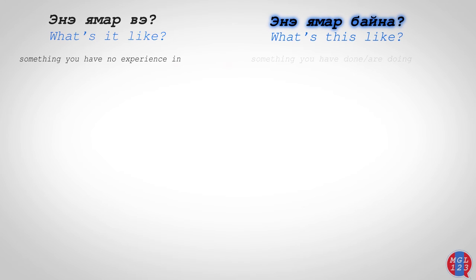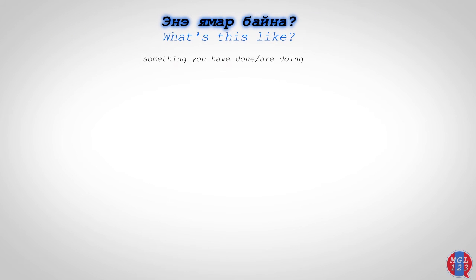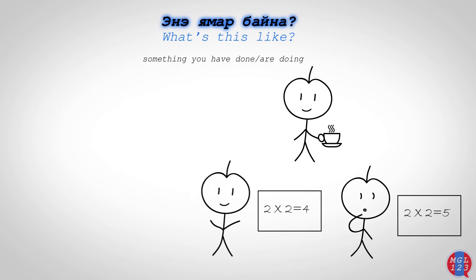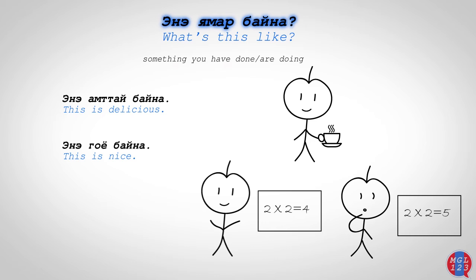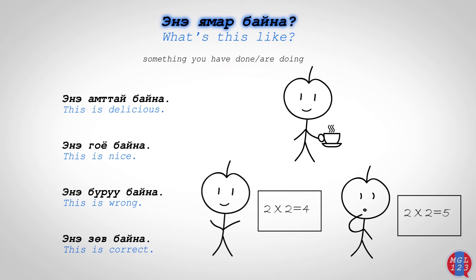The question in ямар байна has different intention. It is asked when you have done something and you want others to give their opinion. Let's say you just made tea or coffee or you just solved a math problem. Энэ амттай байна. Энэ гоё байна. Энэ буруу байна. Энэ зөв байна.